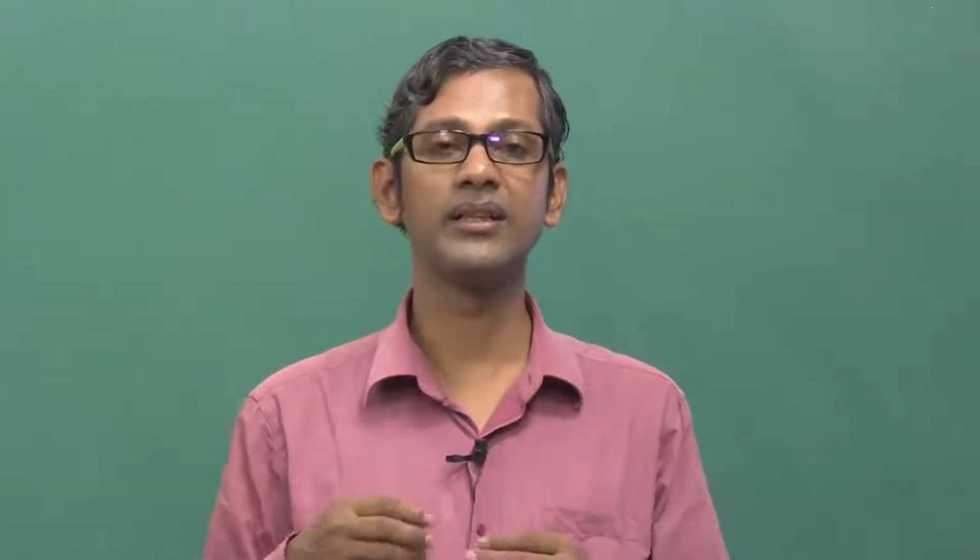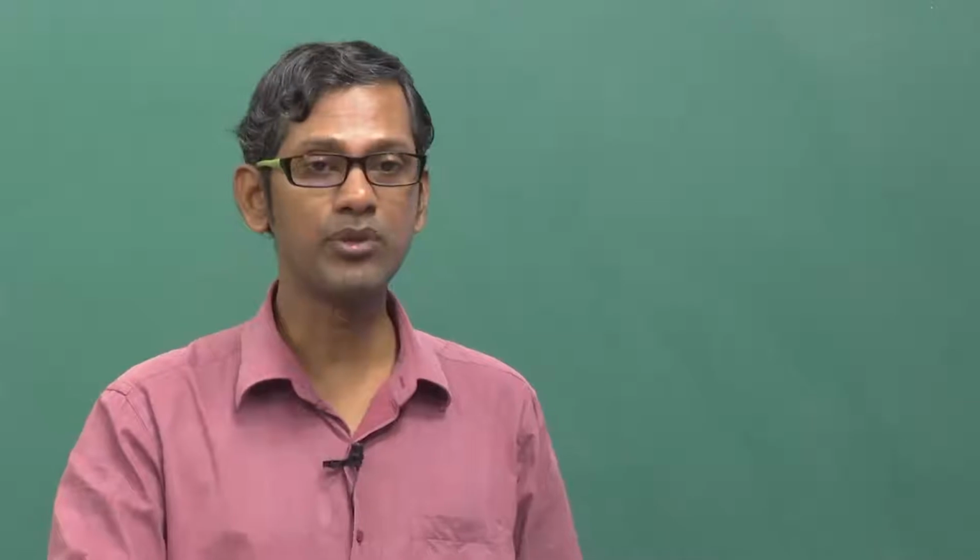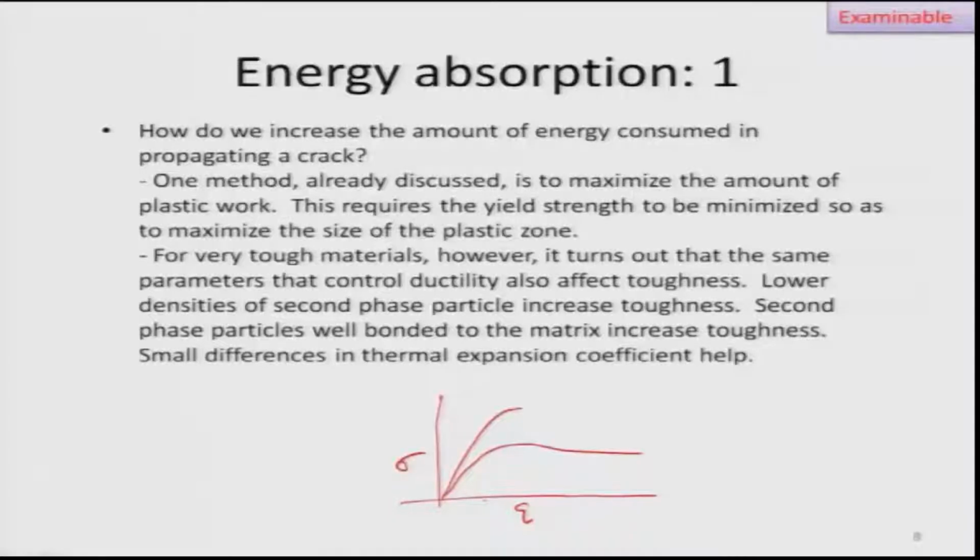The other way of making the material tough is what exactly I was telling. You can increase the yield strength much higher, so that the area under the curve also increases. It can absorb more energy. For very tough materials, it turns out there are some same parameters that control ductility that also affect toughness. The lower density of the second phase particle increases toughness. Lower density means the density rho. A second phase particle well bonded to the matrix also increases toughness.